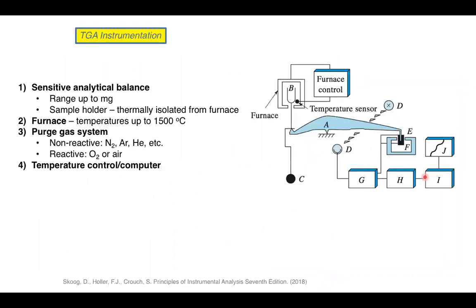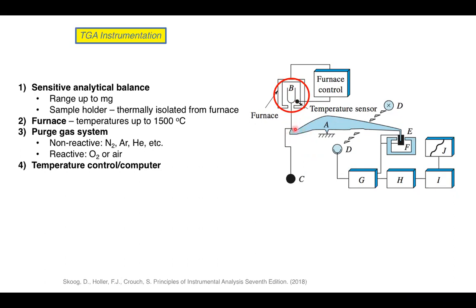So inside of a TGA, you have a very sensitive analytical balance, which is going to be here inside of the furnace. So this is where we put our sample, where this B is written. So our sample goes here inside of the furnace, which is where we're going to heat it up. We have a furnace control. This is programmable, so we can change the rate of heating, like how many degrees per minute. We can create pauses so that equilibrations can happen and things like that. Then we have a temperature sensor in there, of course.